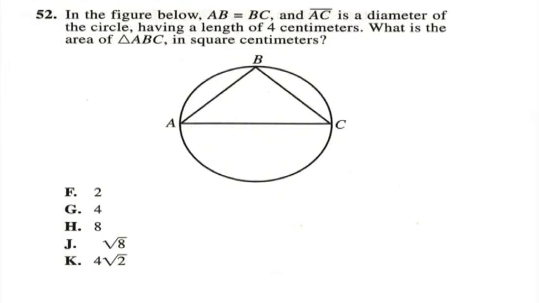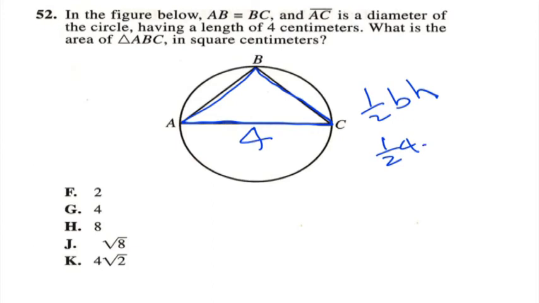52. In the figure below, AB is equal to BC, and AC is the diameter of the circle having a length of 4 centimeters. So we'll go ahead and put our 4 here. What is the area of the triangle in square centimeters? They want the area of the triangle. And remember, the area of a triangle is 1/2 base times height. So the base they've already given me is 4. So I need 1/2 of 4 times.